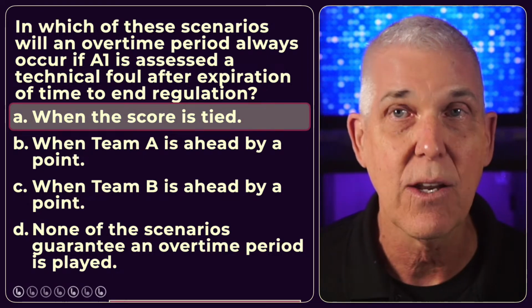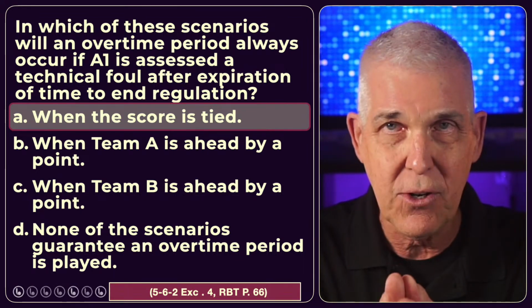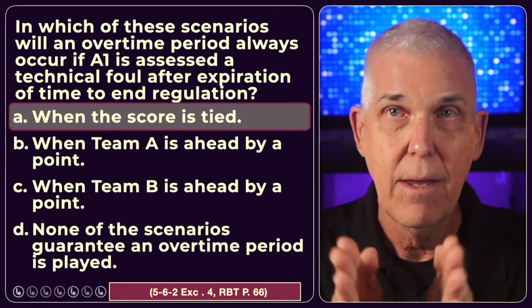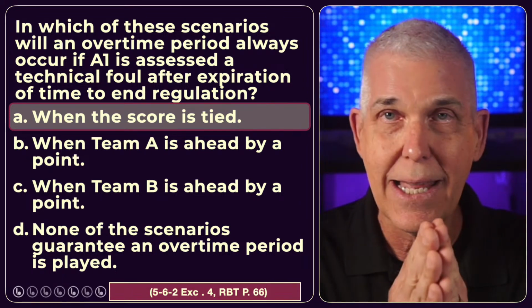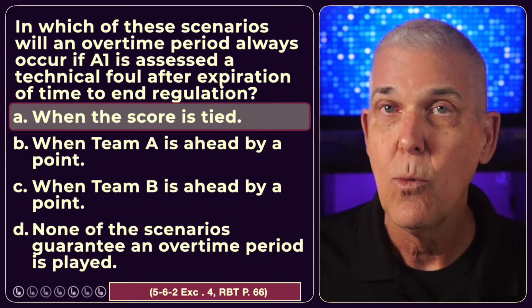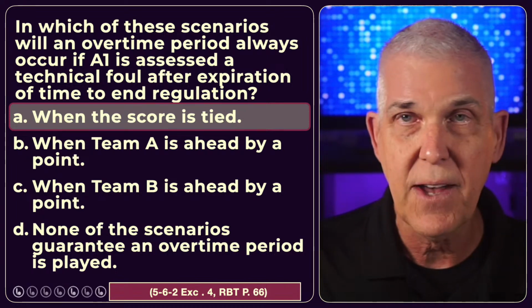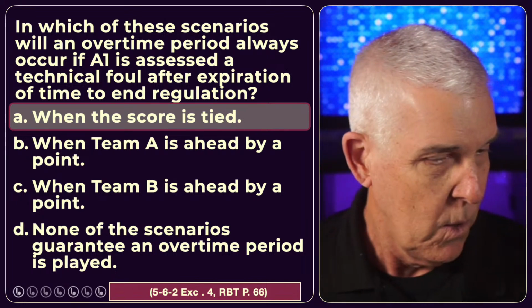When the score is tied, we will play overtime no matter what happens after time has expired and all activity related to the period has expired. In that situation, we will play overtime regardless of number of technical fouls, etc.